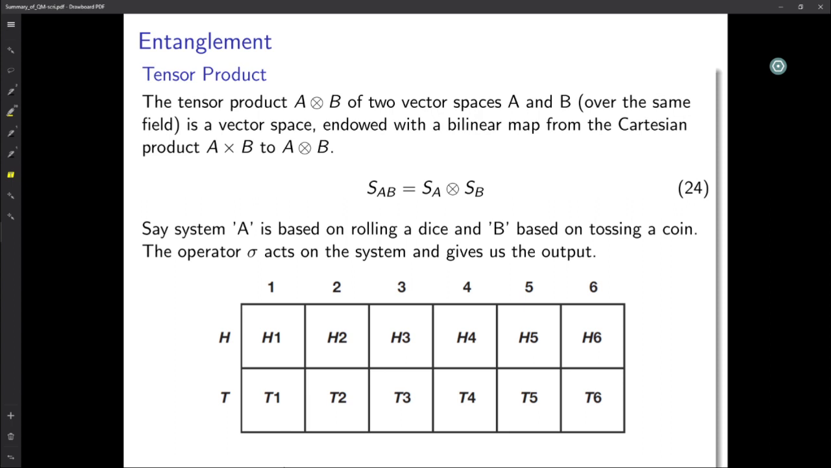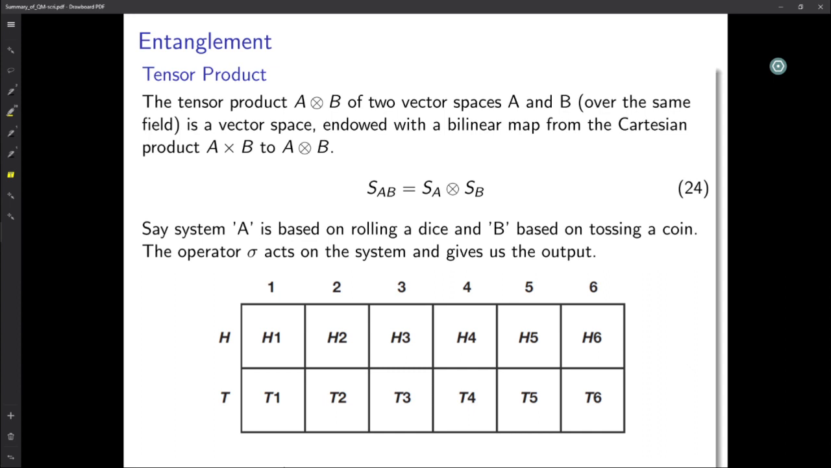I'll try to go from the basics, and we'll slowly build the math as well as the concept that is required to understand quantum entanglement. So again, tensor product, I think Pugar had already explained this. I wasn't sure. So, the tensor product, again, the same definition, but in terms of two vector spaces A and B, the tensor product of A and B will give me a vector space.